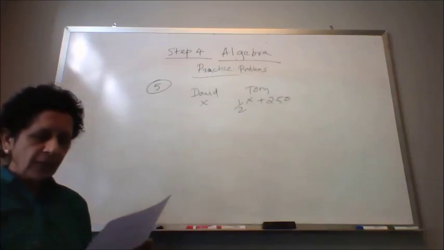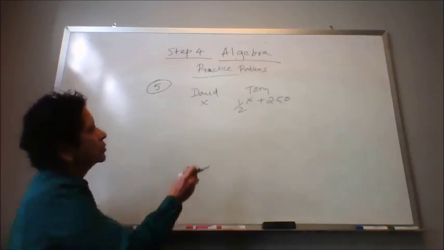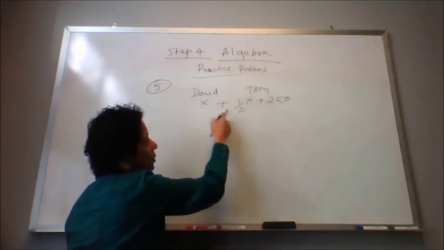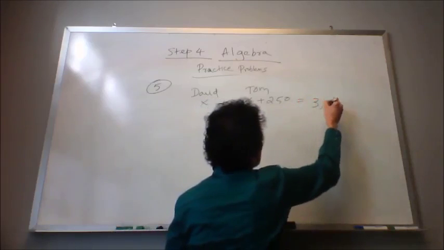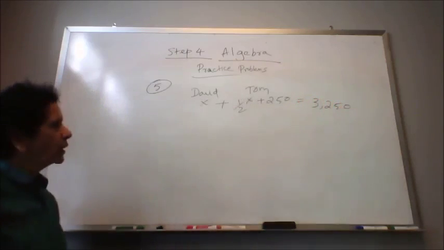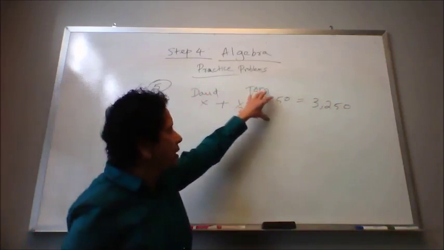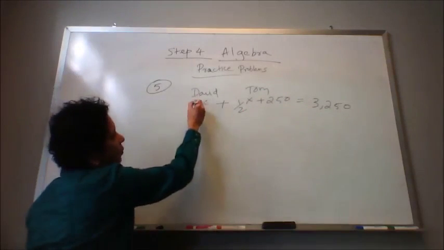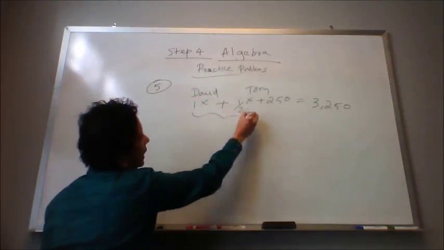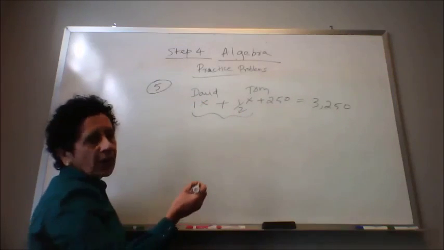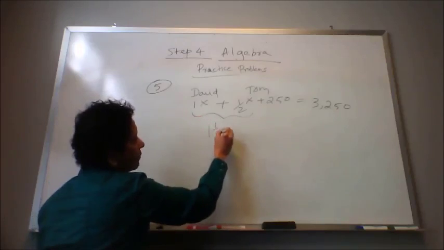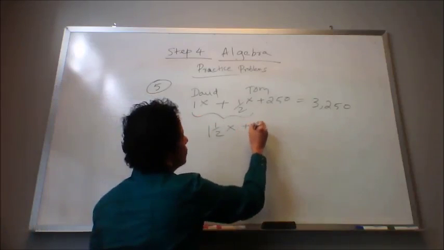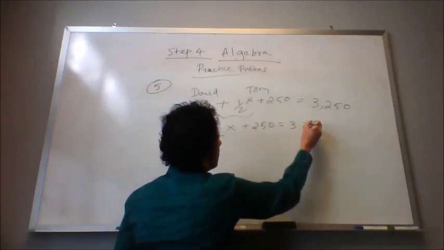So now together they are making $3,250. This is David's salary, this is Tom's salary. Together means that if I add these two together, I'm going to get 3,250, right? So that's how you set it up. So now X means that it's just 1X, right? So I can add these two together, 1X and half X, so that means 1 and 1/2 X. It's a mixed number, right? 1 and 1/2 X, and then plus 250 equals 3,250.